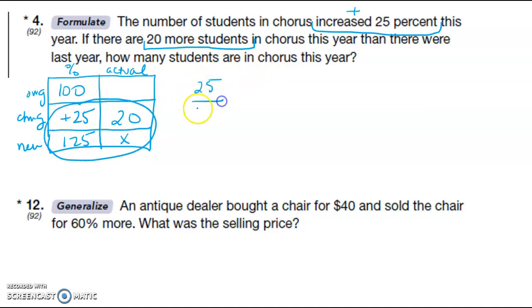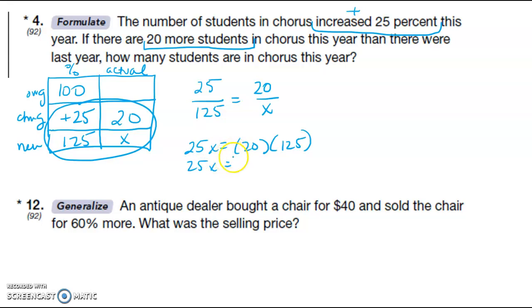Kind of a different problem than what we're used to. We just have to make sure we get the stuff in the boxes correct. So 25, then we cross multiply. So x is equal to 100.